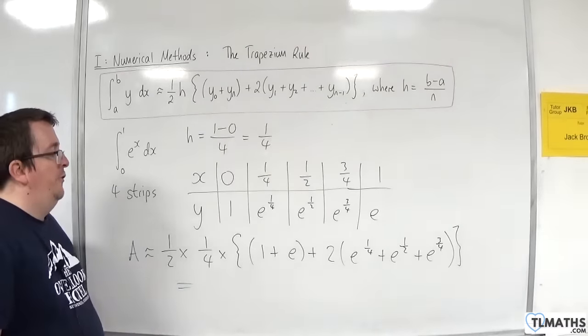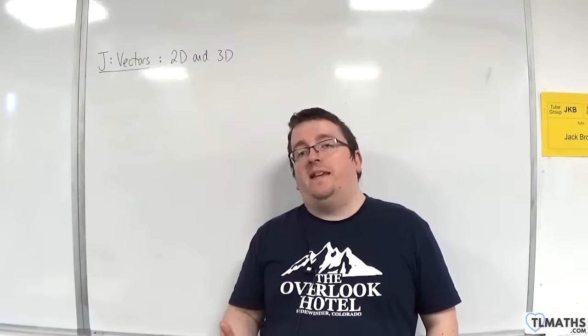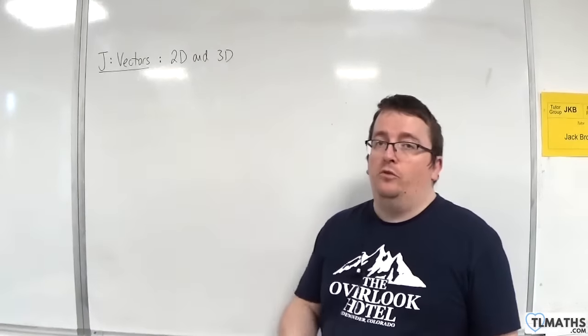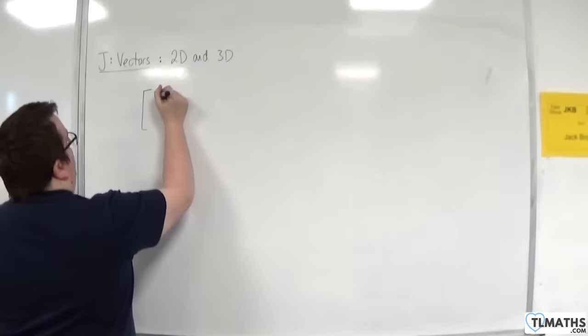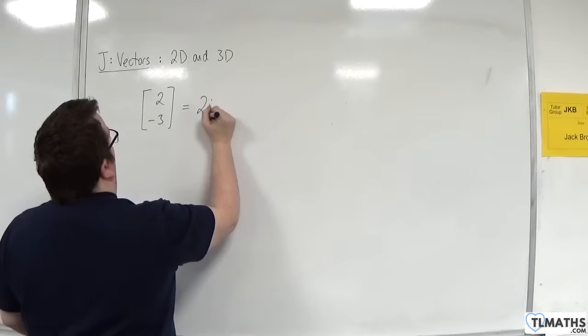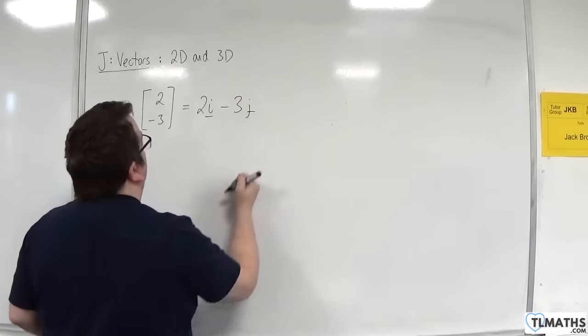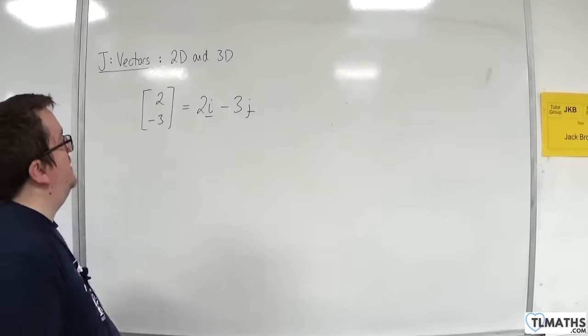And that, I often find, leads to fewer errors. So with vectors, you need to be adaptable to the different ways of writing them down. Be aware that you can write a column vector like (2, -3) in component form as 2i take away 3j. Make sure you underline the i and the j when you're writing it out. So there's a 2D vector.